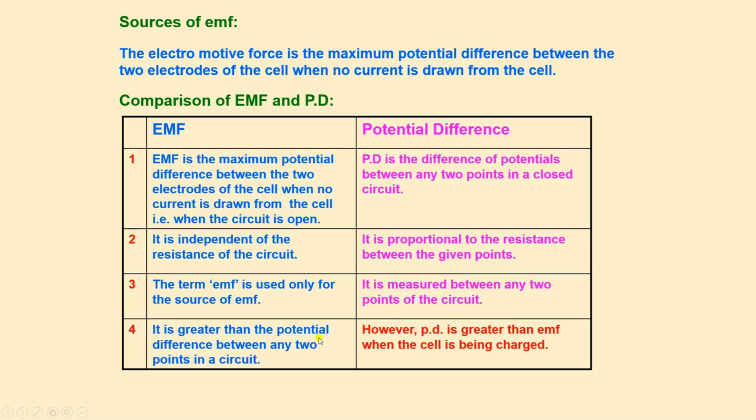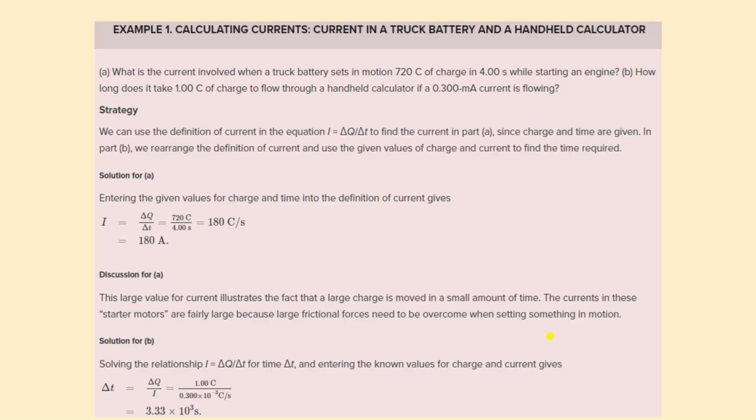EMF is greater than the potential difference between any 2 points in the circuit. However, the potential difference is greater than the EMF when the circuit is being charged. Then we take an example.